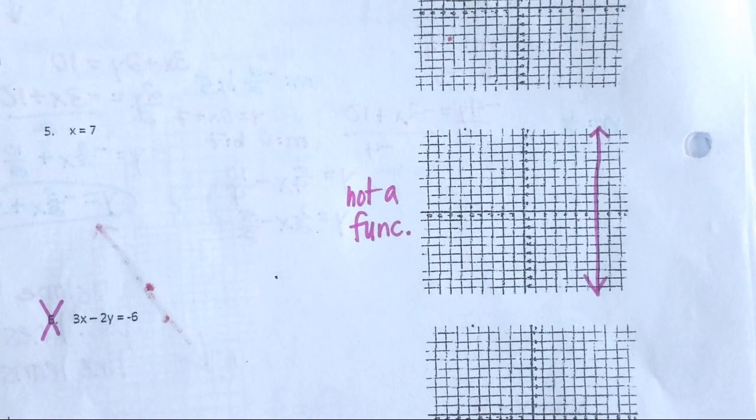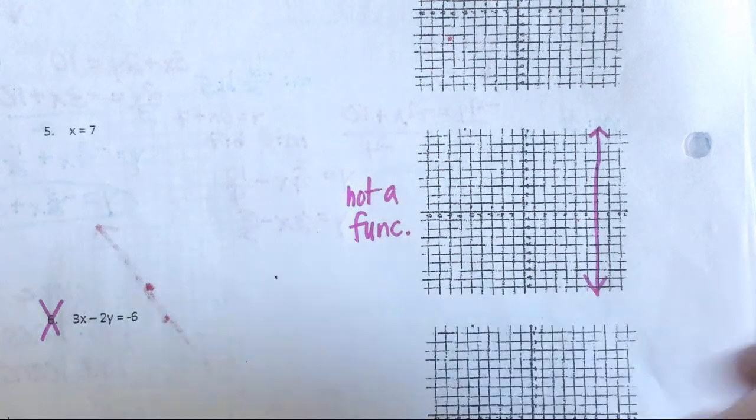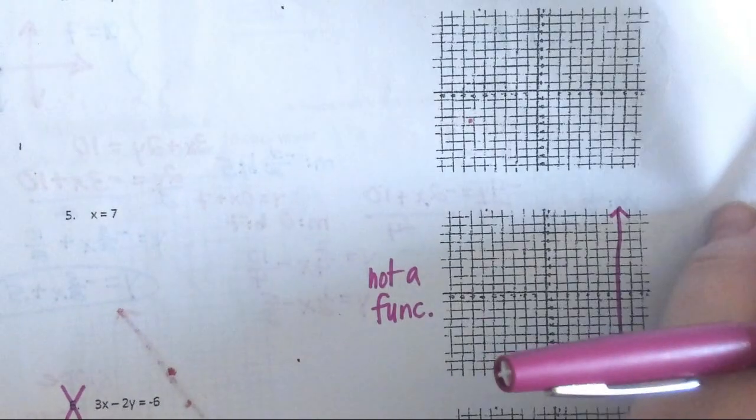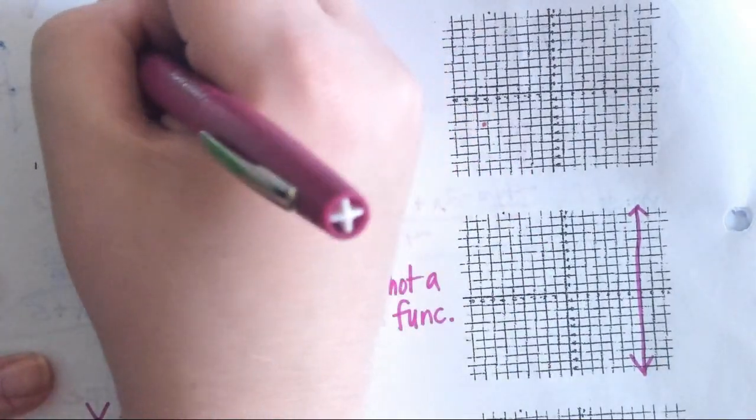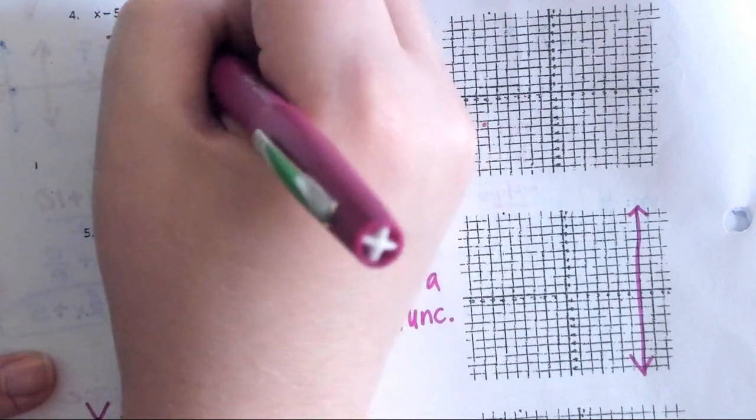Okay, so the only one we have left is number 4. It's in standard form. We need to put it in slope-intercept. So go ahead and rearrange your equation. Tell me your slope and your y-intercept.